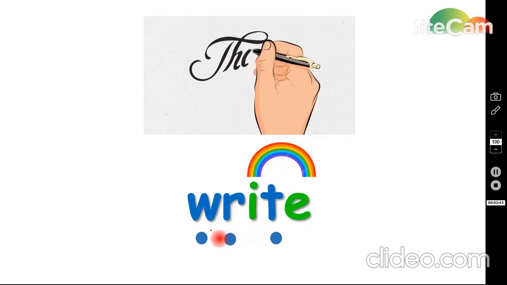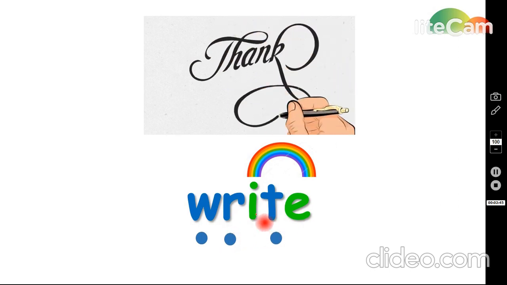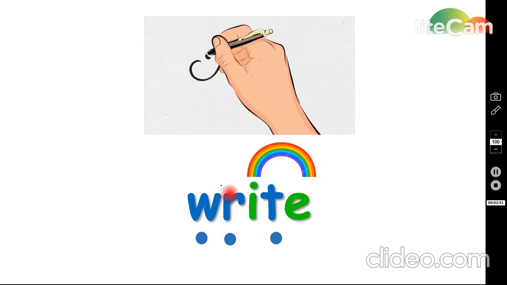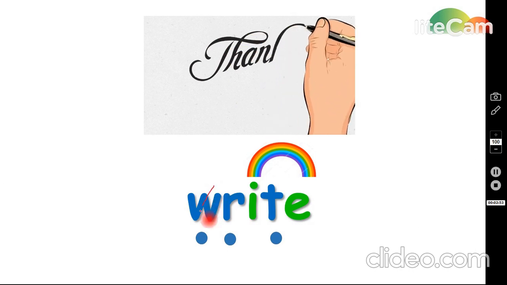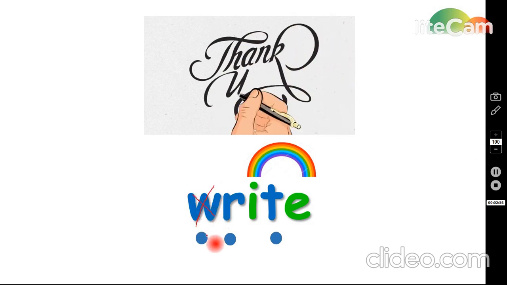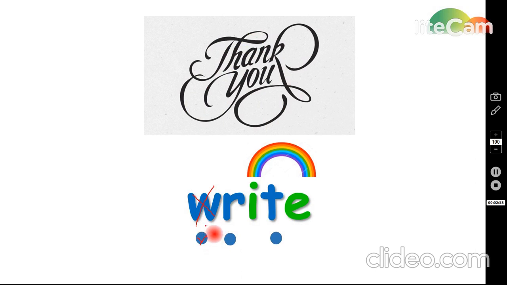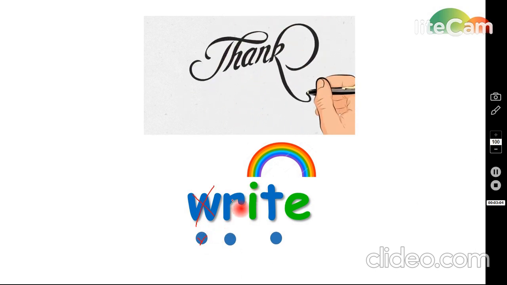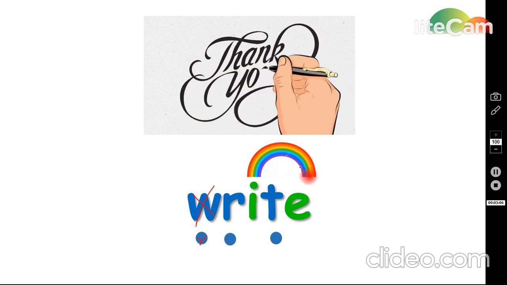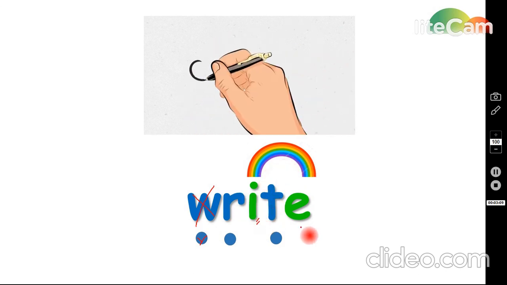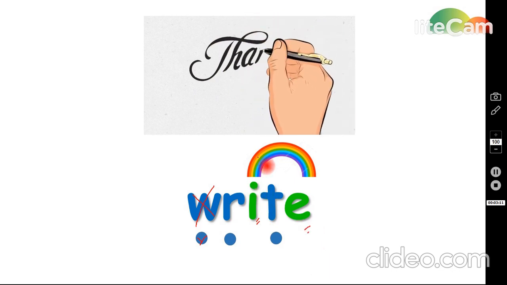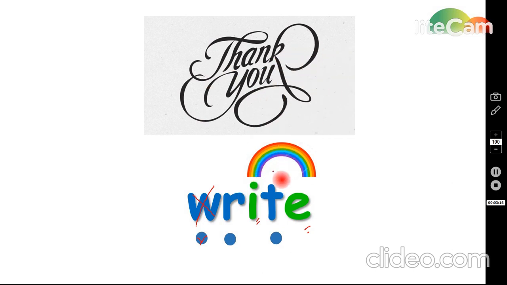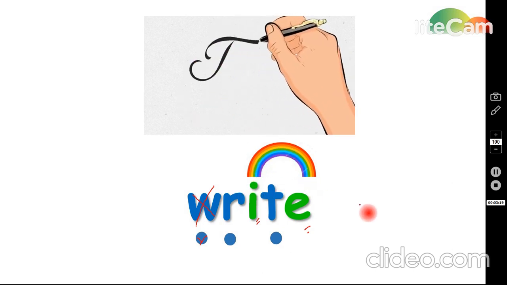Now here we have W-R-I-T-E. The words that begin with WR, the letter W here is silent because we cannot say "wr". Here we have a rainbow between the letter I and E, and we read them together as I. So, write, write, write.